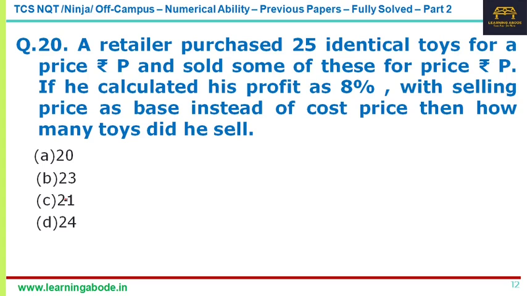So we come to the last question. For this question, we can use either the conventional method or the shortcut. As far as the shortcut is concerned, he's buying 25 identical toys for a price of rupees p. Probably you can even assume some value, for example, 100 rupees. He sold them for that 100 rupees and made an 8% profit, 8% profit on the selling price. That is what is given.